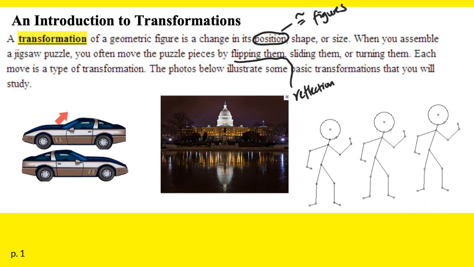So for example, when you see this car, it's being rotated around. So this is an example of a rotation. When you see Capitol Hill being reflected in this body of water, you know that that's going to be a reflection. And then seeing how this person is just moving up and to the right, we know that this is called a translation.